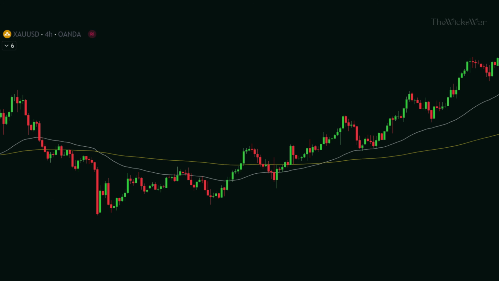Golden cross and death cross. When the 50 EMA crosses above the 200 EMA, it's called a golden cross. This is a major bullish signal, often followed by strong upward momentum. When the 50 EMA crosses below the 200 EMA, it's a death cross, a major bearish sign, often seen before strong sell-offs or bear markets. These crosses don't happen often, but they are watched closely by large investors and algorithms.